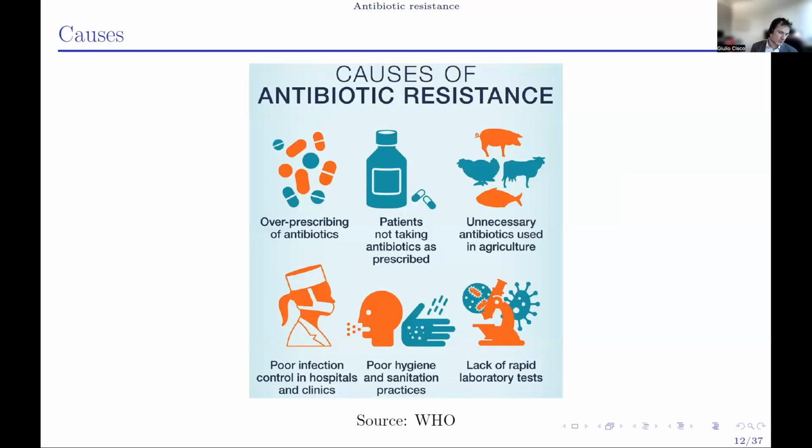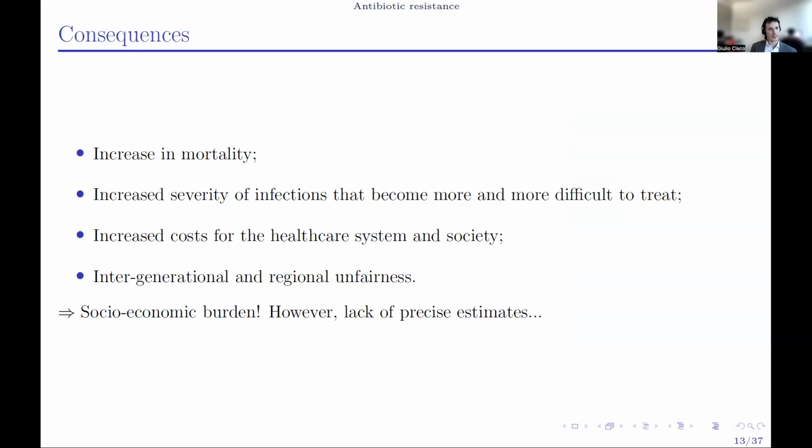Also, I want to underline the last factor here, which is the lack of rapid laboratory tests. This is quite interesting because, as we will see, I did a study last year exactly about this, and we will see that it can be a nice and easy way to deal with the problem. So here we have the consequences.